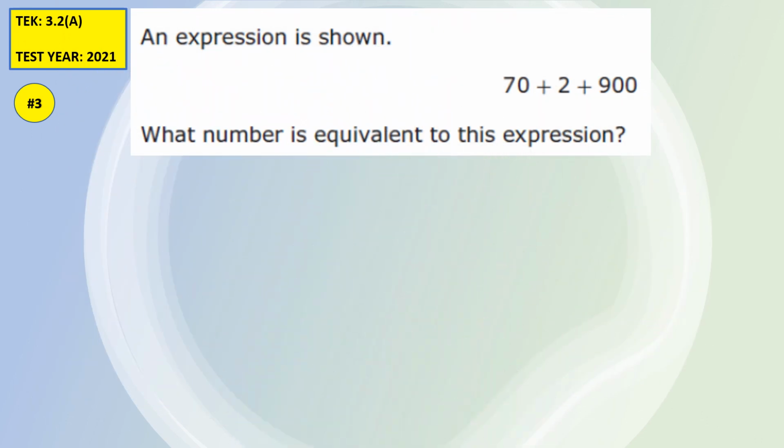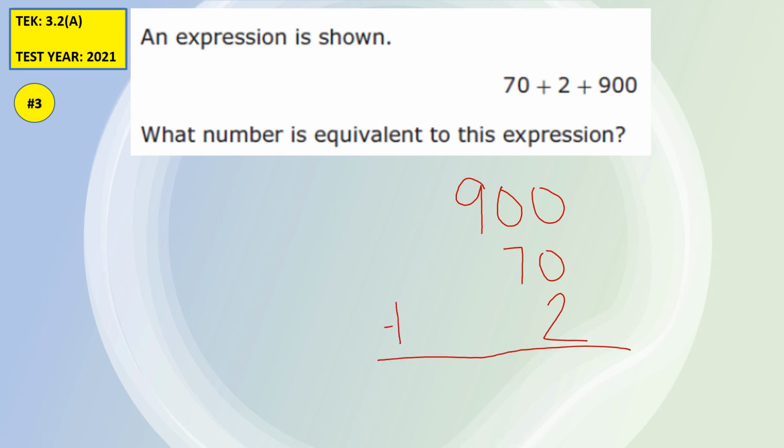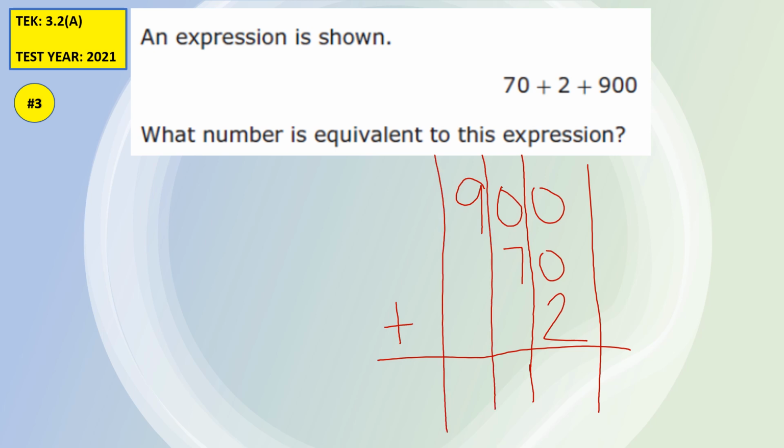Now let's talk about this question. It says an expression or math problem is shown. What number is equivalent, which means equal, to this expression? So just like we did before, we'll write the largest number first, which is 900. Then 70, then 2. Now pay attention how I keep my numbers lined up according to their place value. This is my ones place, my tens place, and my hundreds place.